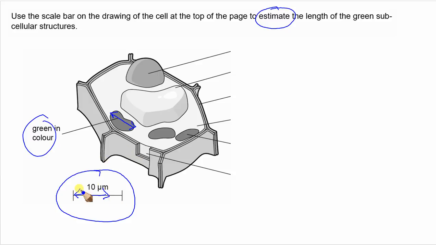So I would say, on estimate, our chloroplast probably takes up that amount of space on the scale bar, a bit over half. I'd estimate that would be a structure of 7 micrometers in length. So that's my answer. So scale bars, really easy to use. We just use them like a ruler to measure lengths.